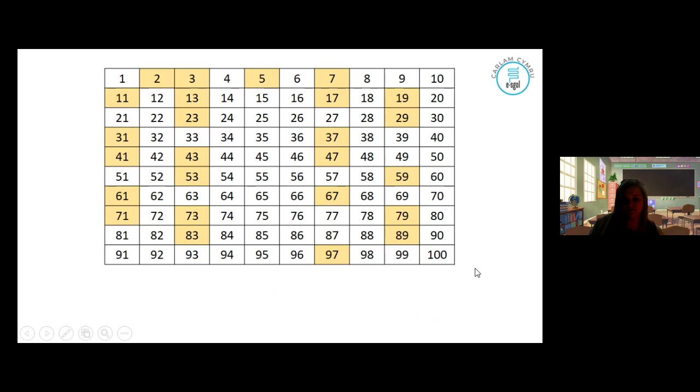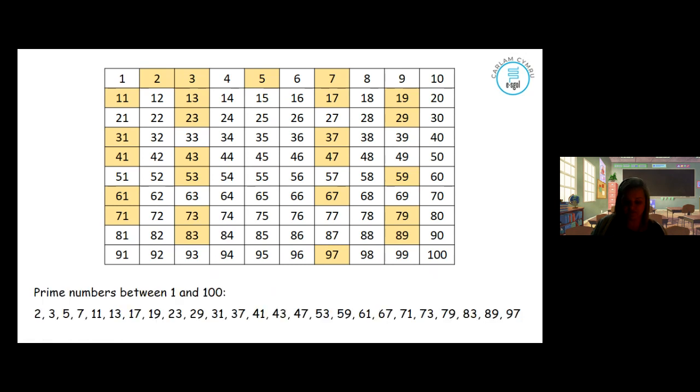Okay, what you can see on the screen now is a list of all the numbers up to 100, and all the ones that are highlighted there are your prime numbers up to 100. If you want to have a little glance at them, you can see the values there, and I have listed them underneath as just a list. It might be worth you pausing the video and writing those down. It can help you with the next little task that goes on the screen.